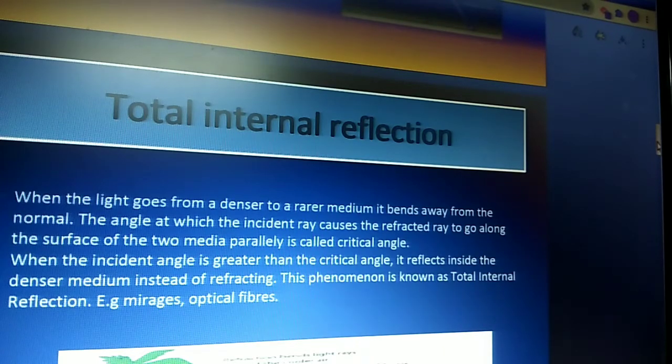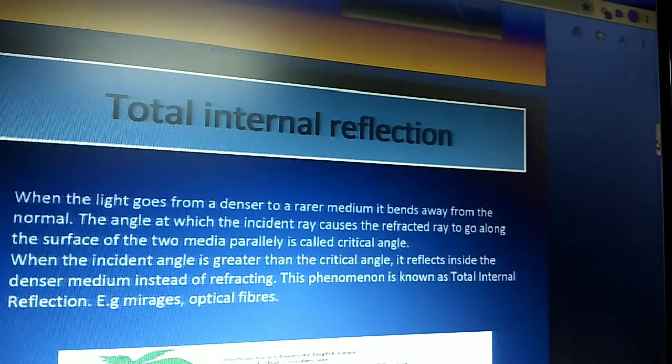This phenomenon of reflecting back into the denser medium instead of refracting, when the angle of incidence becomes greater than the critical angle, is known as total internal reflection.